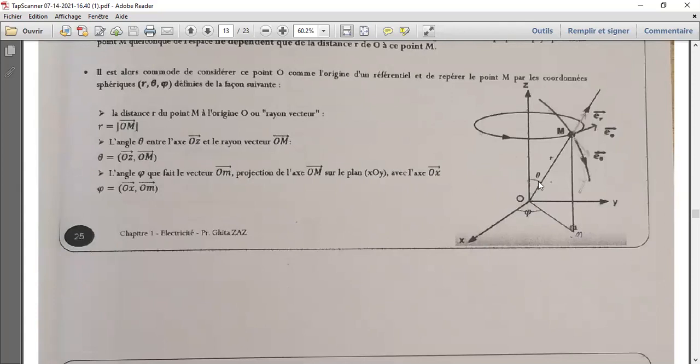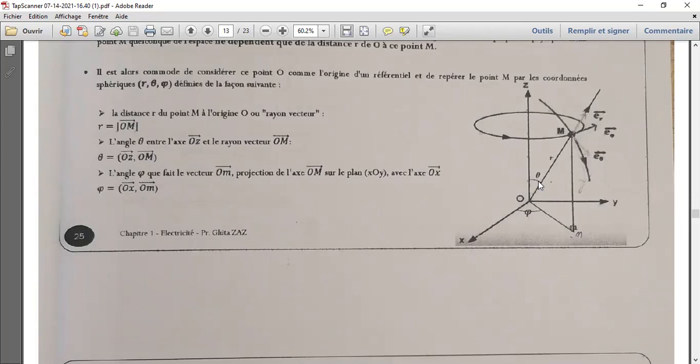Then the theta under spherical is not equal to the theta under cylindrical, because the theta under spherical only makes 180 degrees. I don't know if it's clear. No, I mean the value of phi, it's what? The value of phi is between 0 and 360.